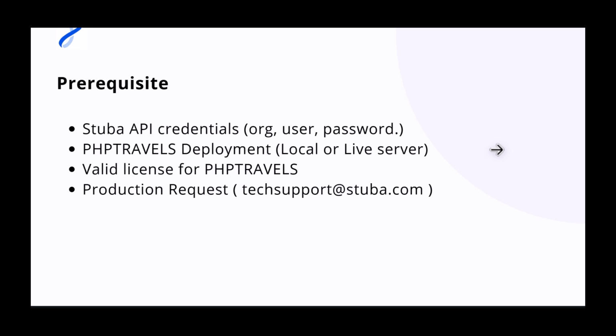To work with Stuba, what do we need? First of all, we have to contact Stuba. I will go through the website as well. We need the credentials: the organization, username and password. Then we must have PHP Travels deployed on localhost or on a live server, it doesn't matter. Then we must have the license from PHP Travels. And lastly, we have to request the production API keys from tech support at stuba.com. That we can do later.